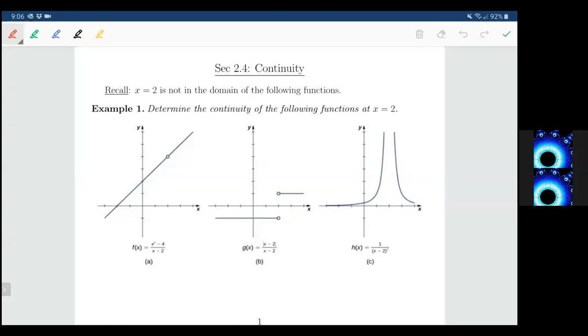Section 2.4 discusses the continuity of functions. So let's examine these three different functions and recall that x equal to 2 is not in the domain of the following functions. So here's x equals 2. Even without knowing a formal definition of continuity, we could make a guess about the continuity of these functions.